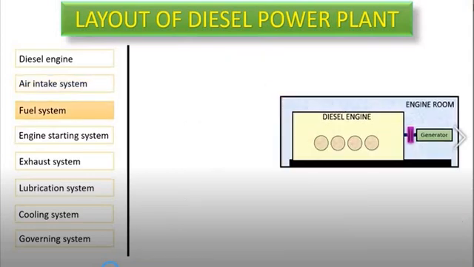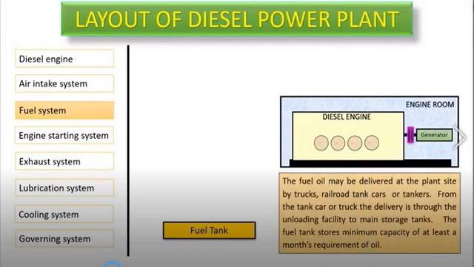The next one is the fuel system, the fuel tank. The fuel oil is delivered at the plant site by trucks, railroad tank cars or tankers. From the tanker or truck, the delivery goes through the unloading facility to main storage tanks. The fuel storage tank stores a minimum capacity of at least a month's requirement of fuel. So in this tank, we will store the oil for at least one month's requirement.